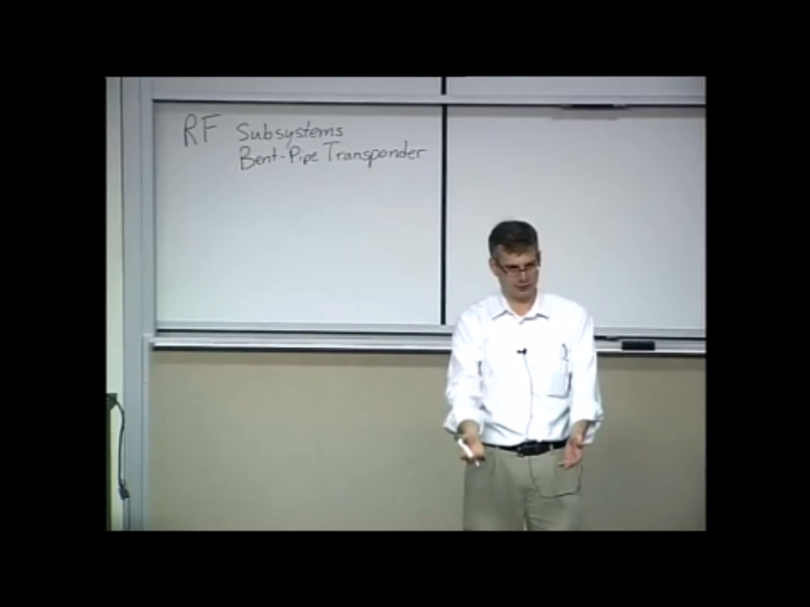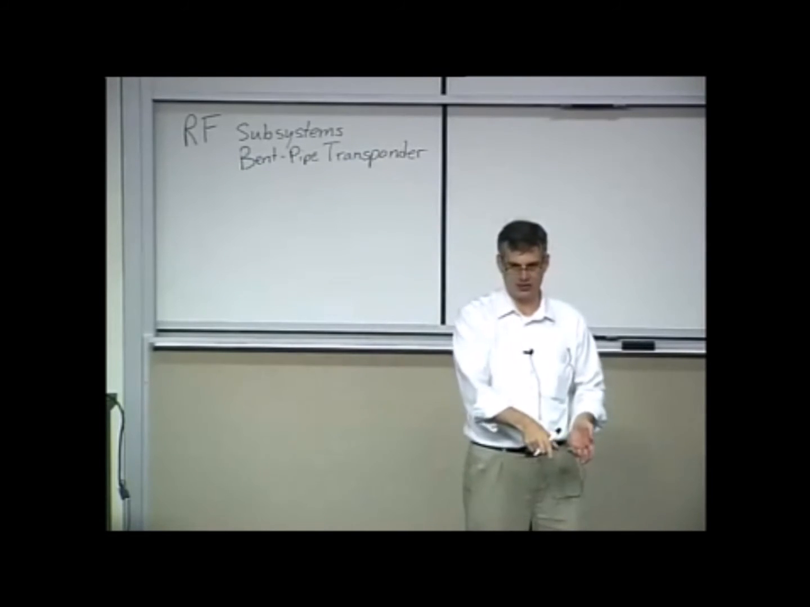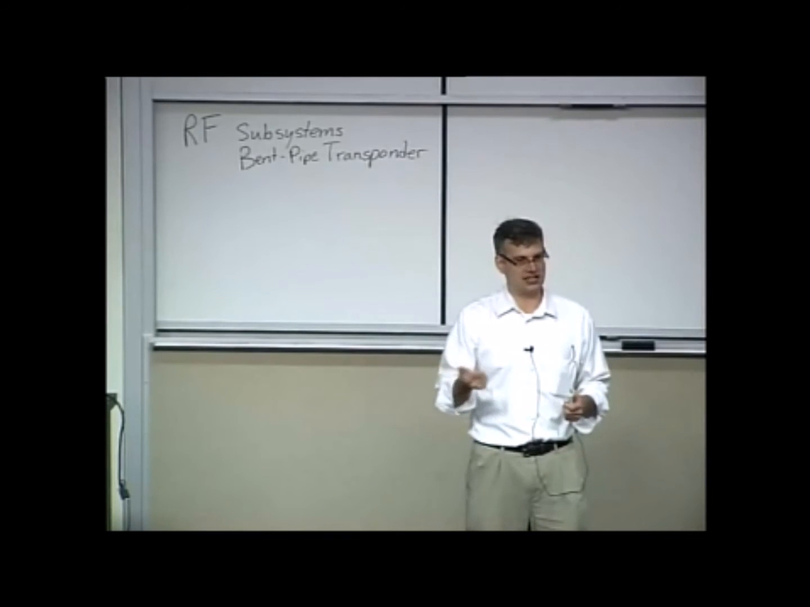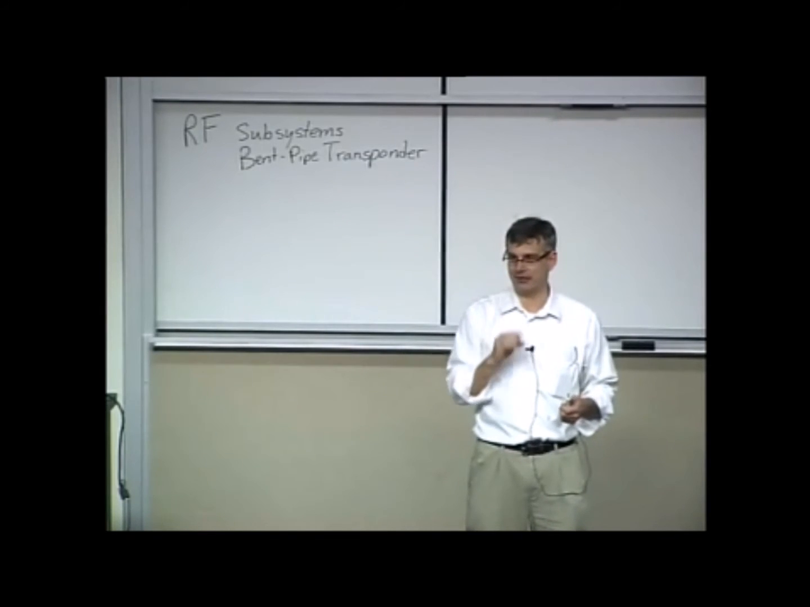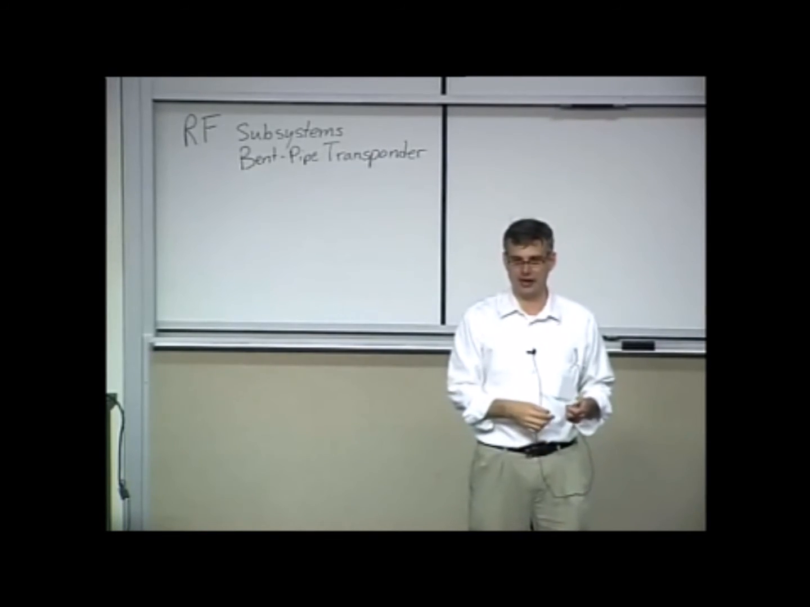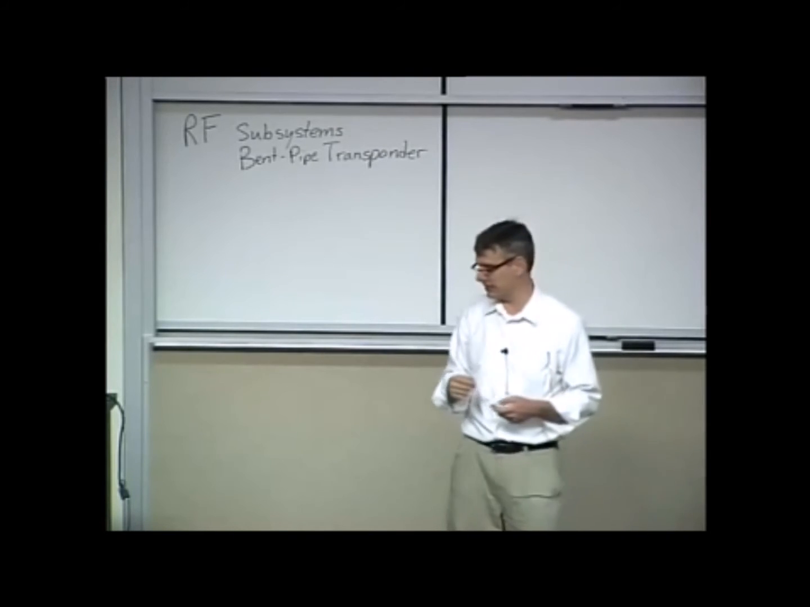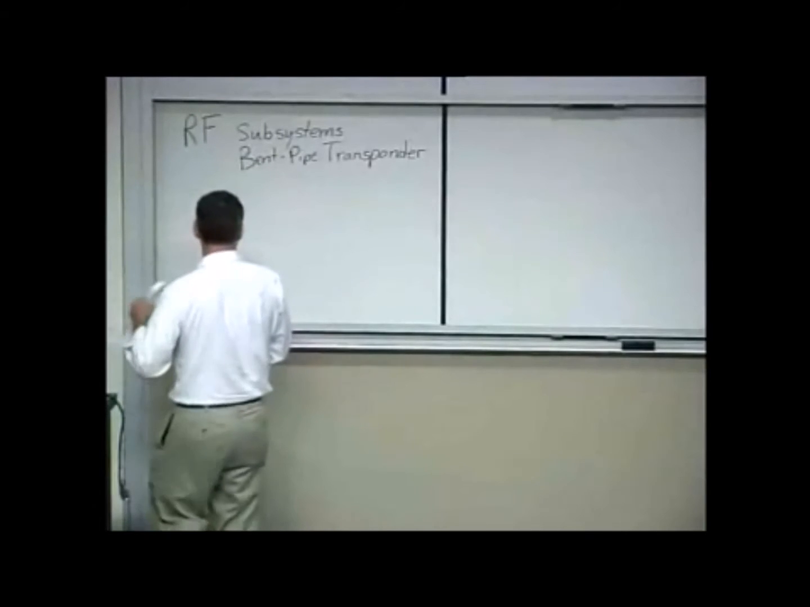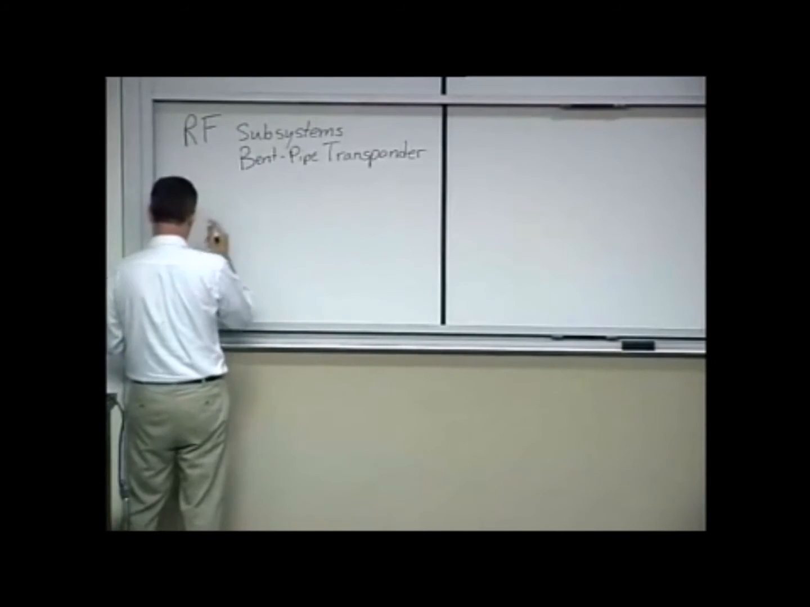It takes a signal from Earth. It sends it right back down to Earth. However, you've got to change frequencies, and you've got to clean up the signal a little bit, at least amplify it so that you have enough signal-to-noise ratio back on Earth to receive what was transmitted. So, what are the components of a bent pipe transponder?